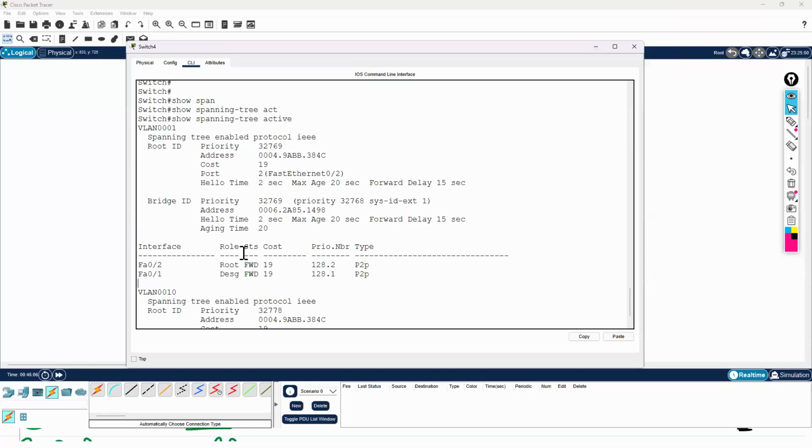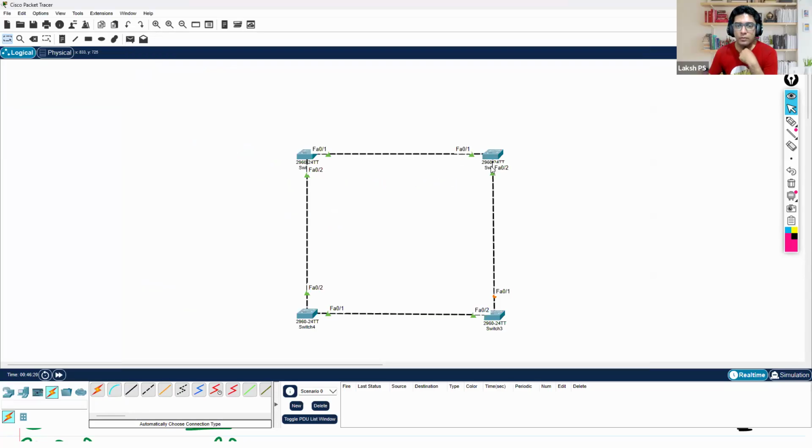Yes. So that time you change the priority. That time also, again, after 15, 30 seconds it will go for VLAN 10. You change the priority, correct? Yeah, so after 30 seconds only, it will again get back. Yes. Okay.